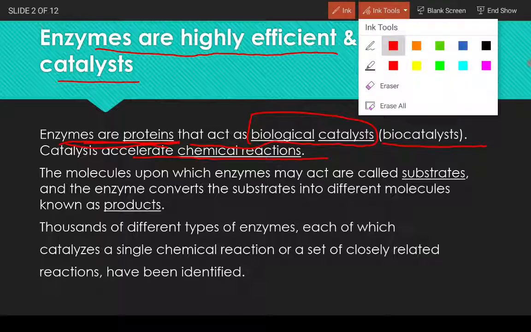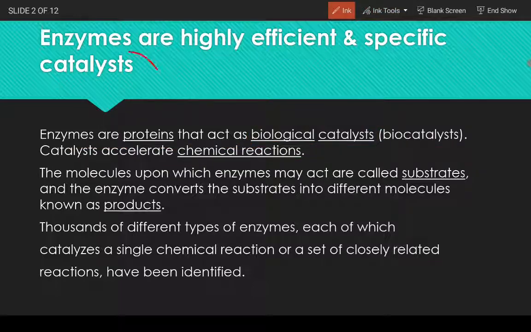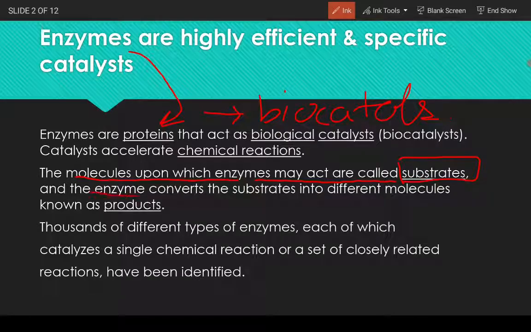So what this is saying is that enzymes are protein molecules that act as biocatalysts and accelerate reaction rates within the biological system or within cells. The molecules upon which enzymes act are called substrates, and the enzyme converts these substrates into different molecules known as products.